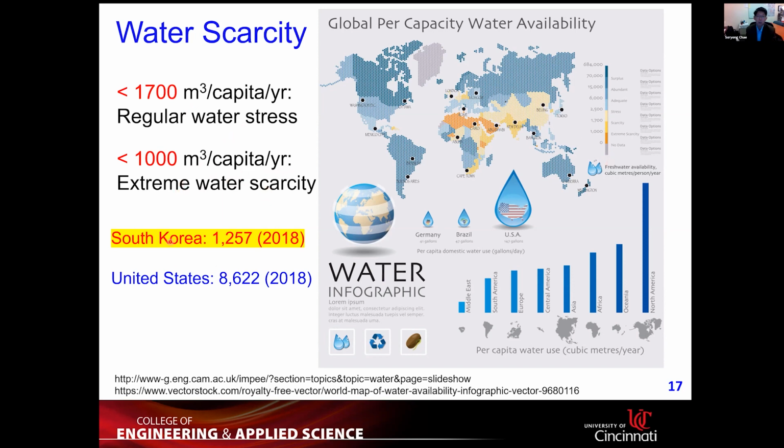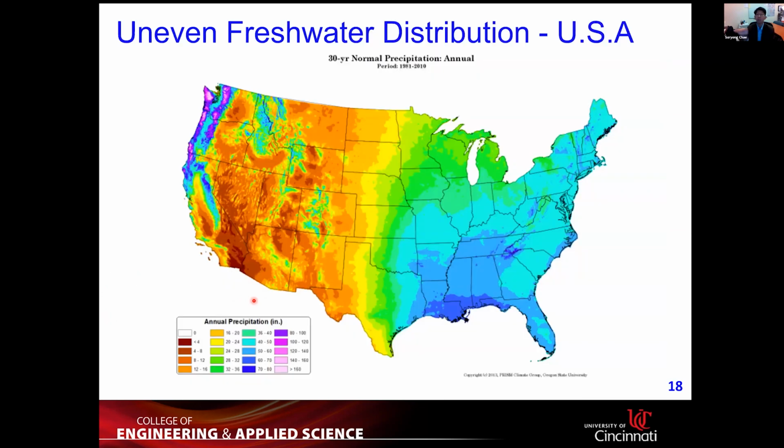If we look at the number for South Korea in 2018, it's about 1,257, so South Korea is already experiencing very high water stress. And the United States has relatively plenty of water, but the problem is that it's unevenly distributed.